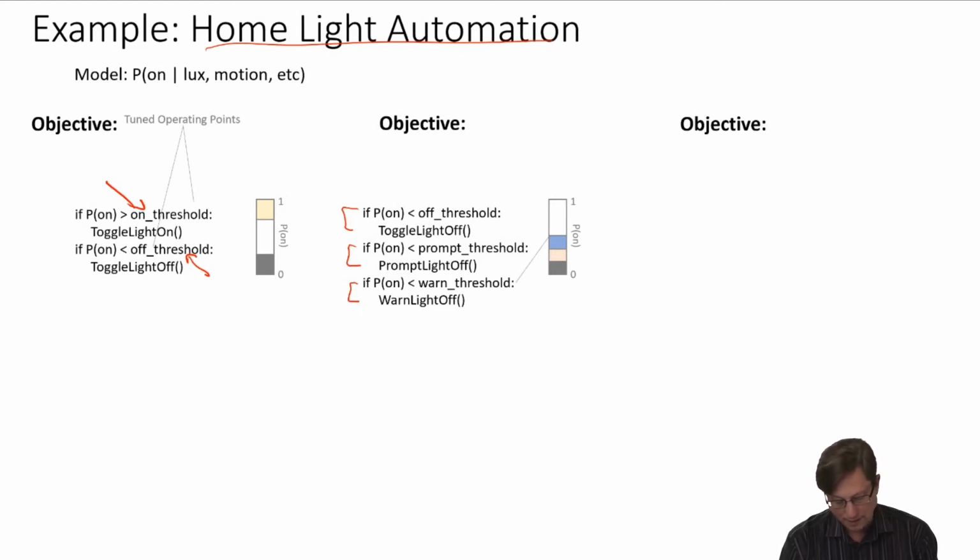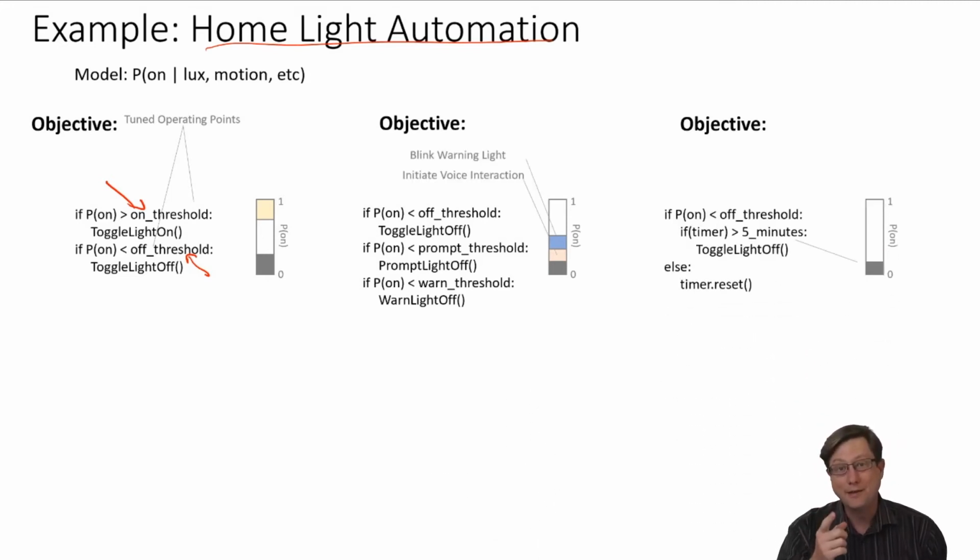And then you could have another threshold where you just warn the user. So you'd say, look, if you're very certain the light is on, don't do anything, leave it alone. But as you get more and more certain the light should be off, at first you warn them by flashing a light, then you prompt them by saying, hey man, turn off your light, and then you just automatically shut the light off. That's another approach to it, and you could see that the same model has a very different way that the user is going to interact with it.